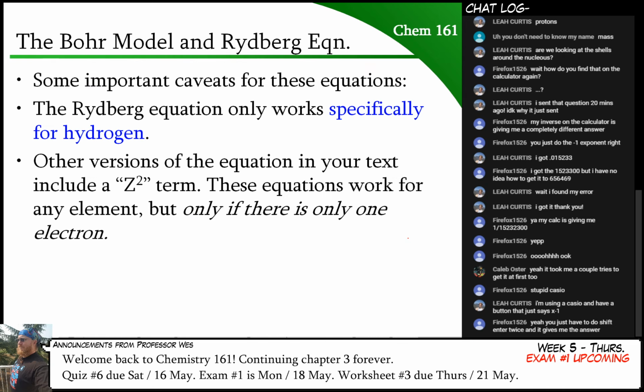We already talked about that it's specifically for hydrogen. I know that your textbook has an equation of this that has this in there. So it'll be like z squared over n squared, or n squared over z squared, or something like that. Very, very important. These equations that have the z term will help you work for any element. And remember what z is. Z is the atomic number.